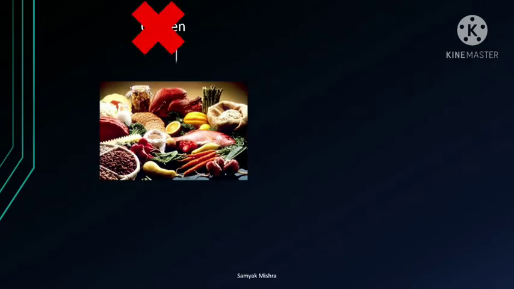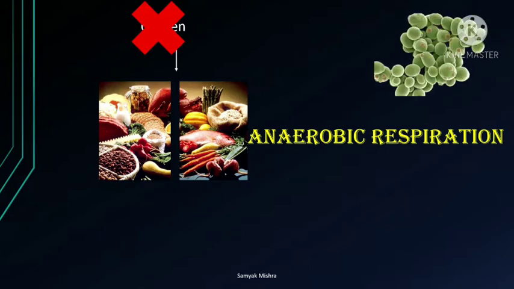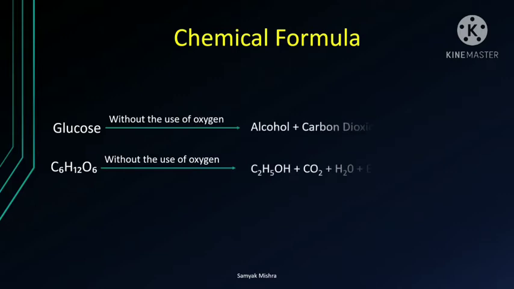Food can also be broken down without using oxygen, which is called anaerobic respiration. Organisms that can survive in the absence of air are called anaerobes. Example: yeast. Chemical formula: glucose without the use of oxygen gives alcohol plus carbon dioxide plus water plus energy.